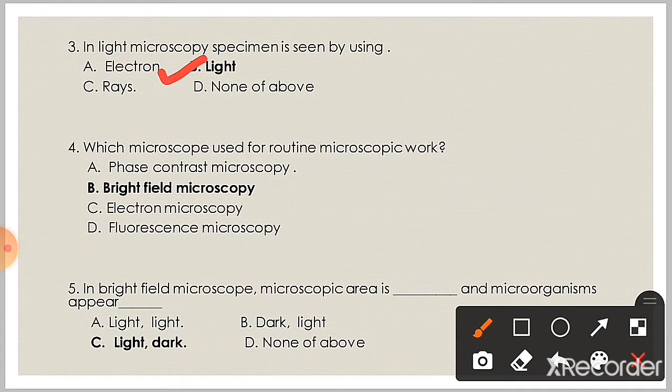Question 4. Which microscope is used for routine microscopic work? Option B, bright field microscopy. Question 5. In bright field microscope, microscopic area is dash and microorganism appear as. The correct answer is option C: microscopic area is light and microorganism appear as dark.